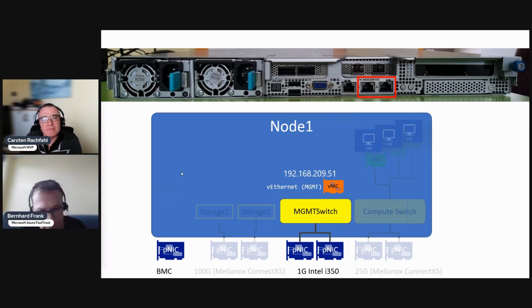So we are not looking at the storage traffic now. We are not looking at the virtual machines traffic and also not on the BMC, right? We are concentrating on the two 1 gigabit Intel ports and hook them together using a SET switch. So we will create a SET switch, which is called management switch. And once this one is there, we will create an artificial network adapter, which is called vEthernet management, and give it an IP address, right? So that's basically what we do. And so over to you, Carsten.